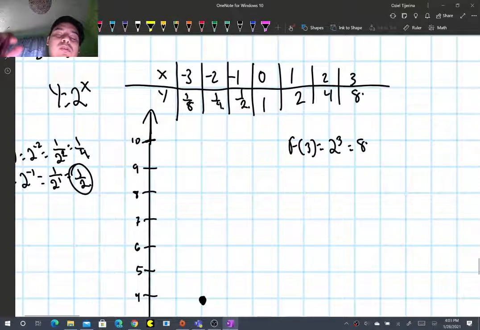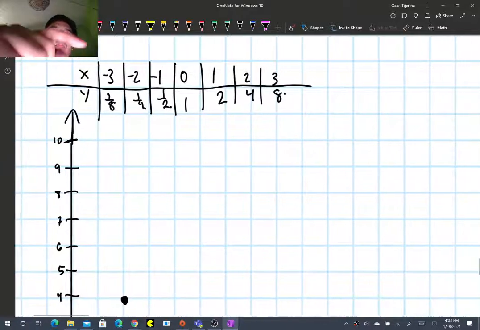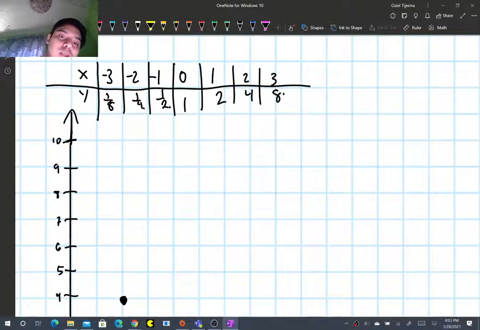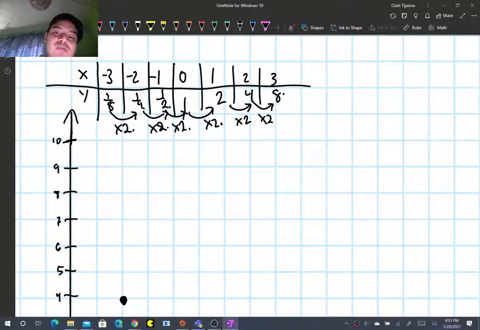So there's one very important thing to notice about this table of values, okay? To get from here to here, you multiply times 2. To get from here to here, you multiply times 2. And so on, every step across the table, you multiply times 2.